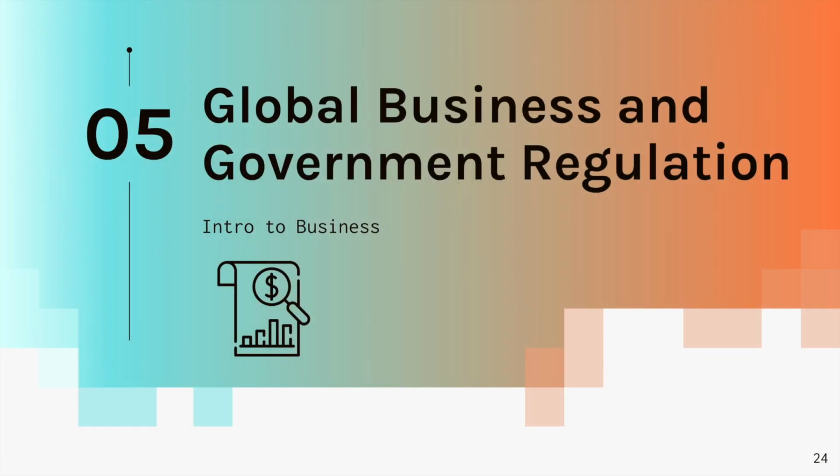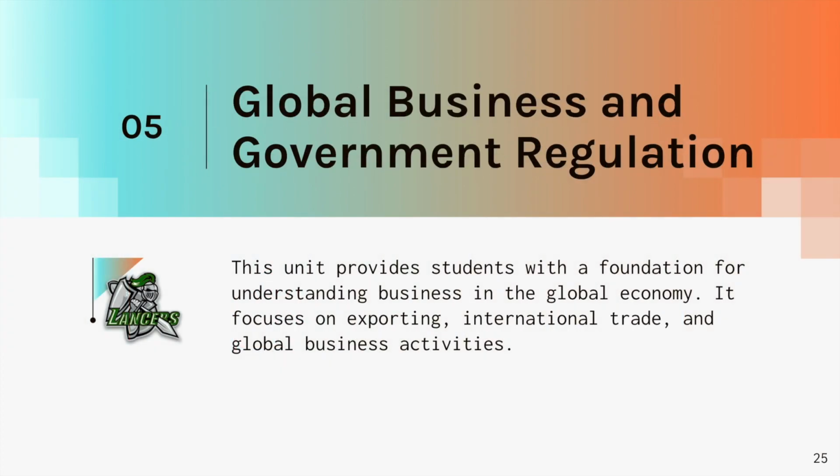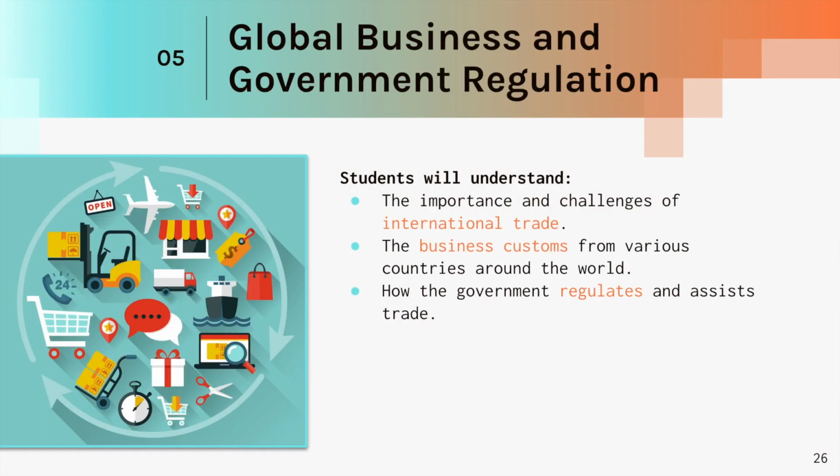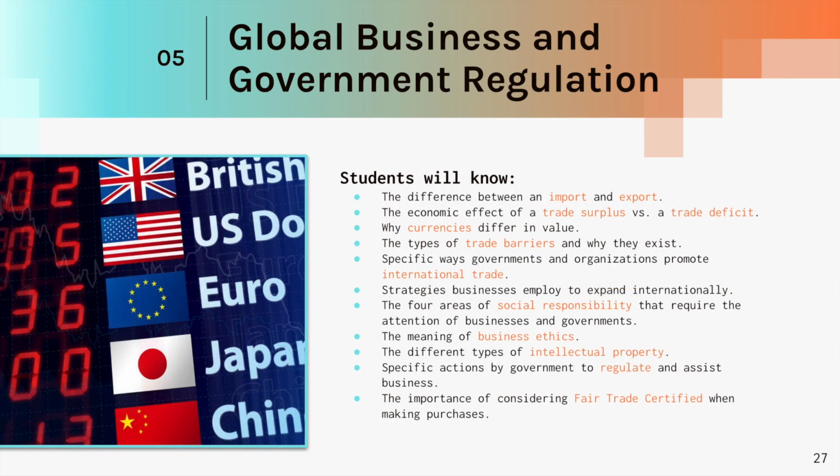In Unit 5, Global Business and Government Regulation, students will develop a foundation for understanding business in the global economy. It focuses on exporting, international trade, and global business activities. Students will learn of the importance and challenges of international trade, as well as business customs from various countries around the world. Students will learn about the economic effects of trade surpluses versus trade deficits, trade barriers as well, and specific ways governments and organizations promote international trade. We'll explore business ethics and different types of intellectual property, and specific actions by government to regulate and assist business.